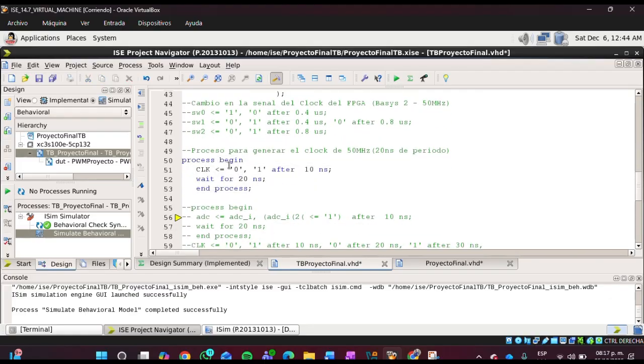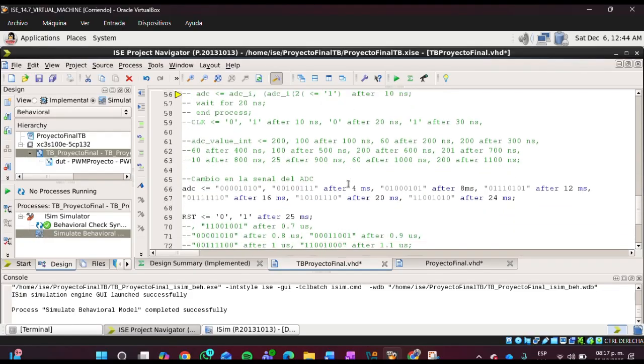We have the clock that is going to change from 0 to 1 every 10 nanoseconds, and we have a wait for 20 nanoseconds. This is one cycle of our 50 megahertz clock signal. So we make this signal in this process, because if we did it manually, we would have a lot and a lot of changes between 0 and 1, and that's not easy to code.